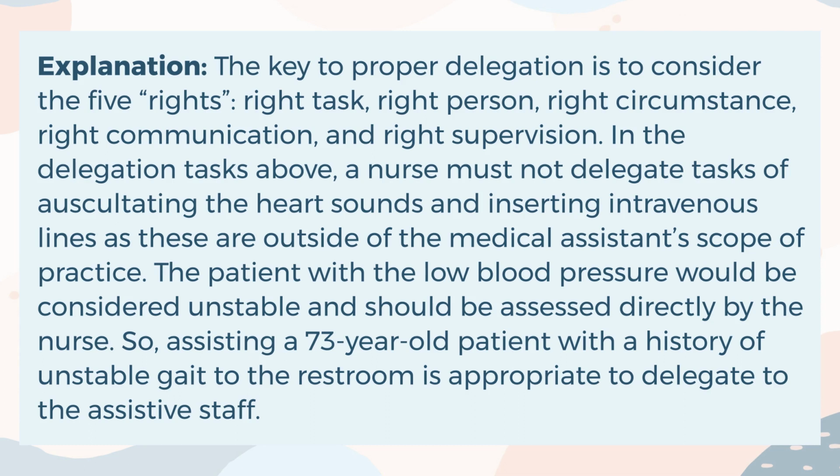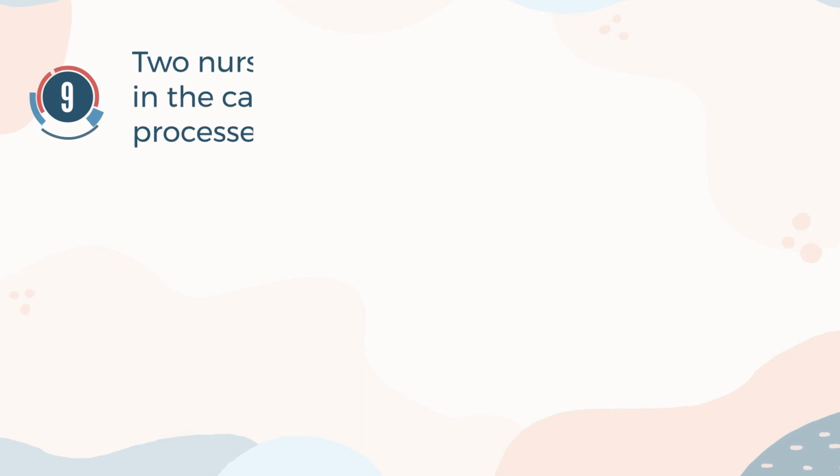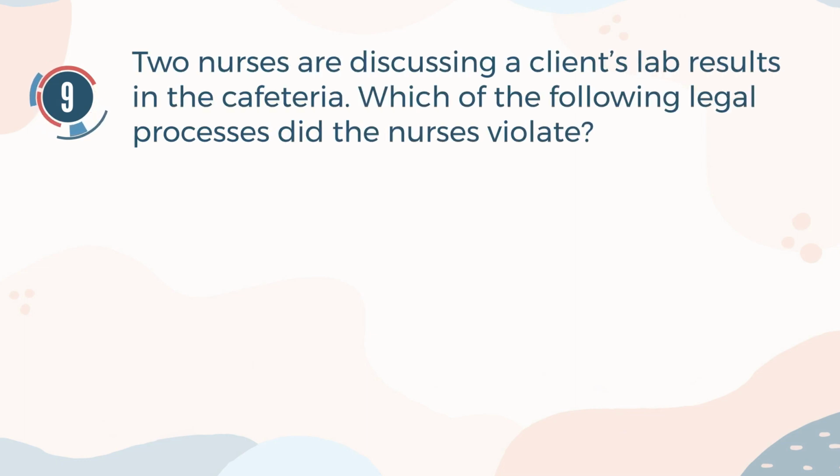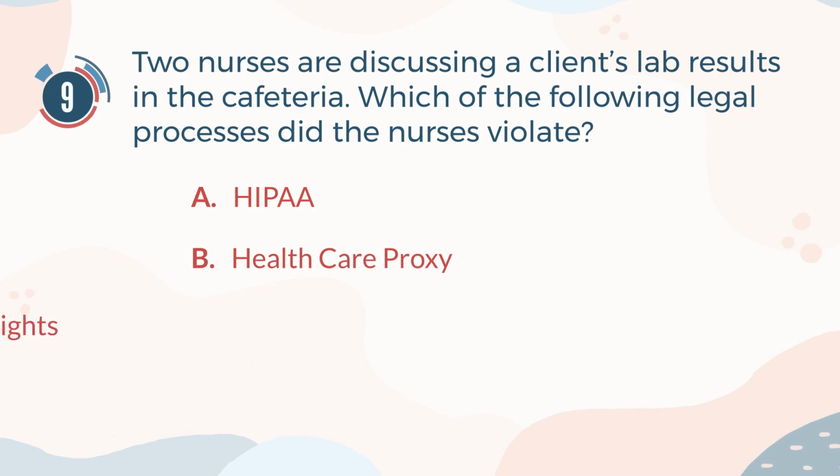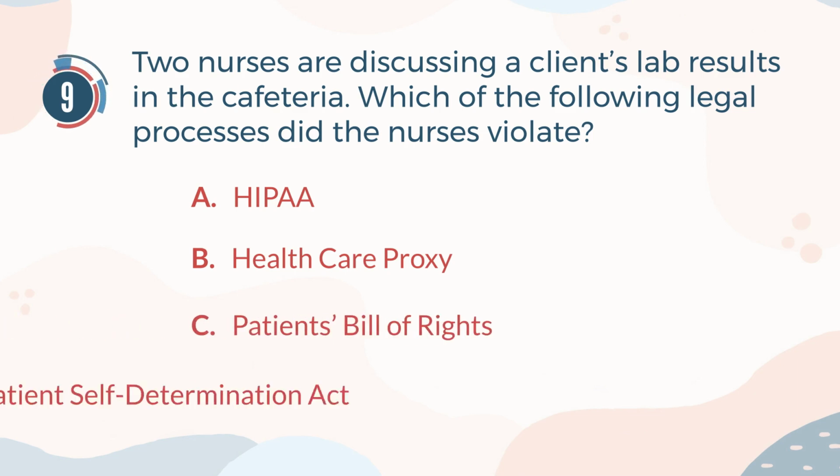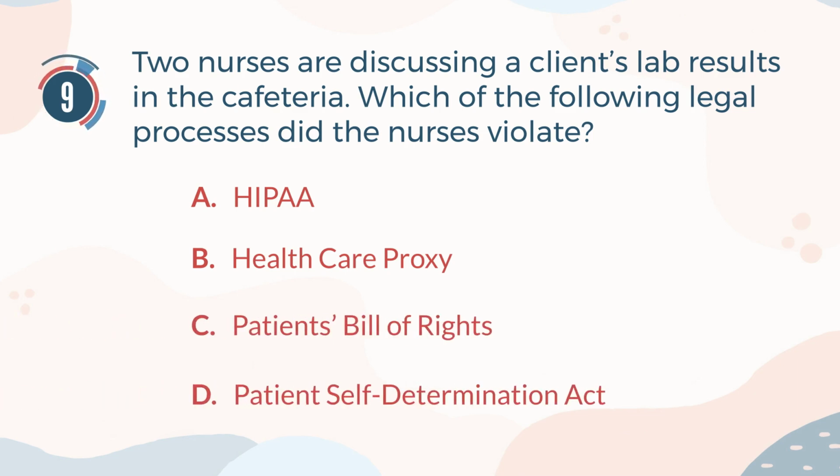Number 9. 2 nurses are discussing a client's lab results in the cafeteria. Which of the following legal processes did the nurses violate? A. HIPAA, B. Healthcare Proxy, C. Patient's Bill of Rights, D. Patient Self-Determination Act.